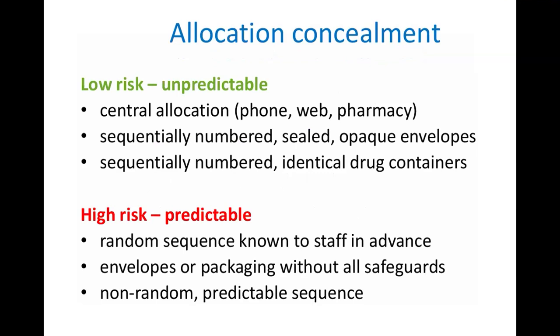So what are the low risk allocation concealment methods? Central allocation, like by phone, web, or pharmacy, and sequentially numbered, sealed, opaque envelopes. Like envelopes which are sequentially numbered. We don't know what is inside.